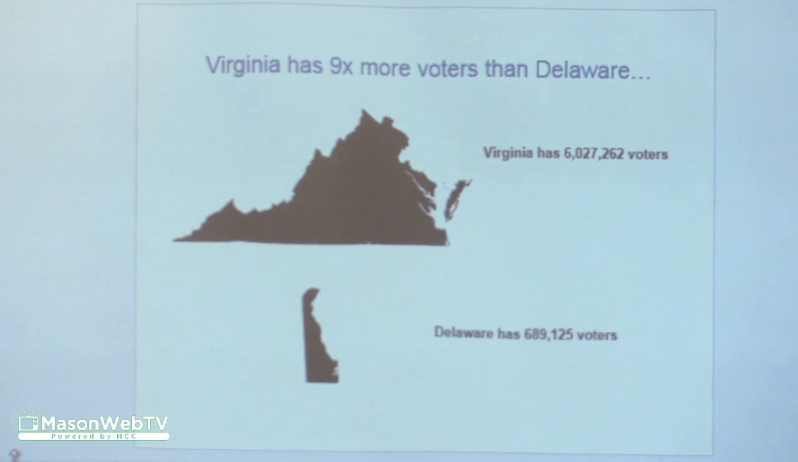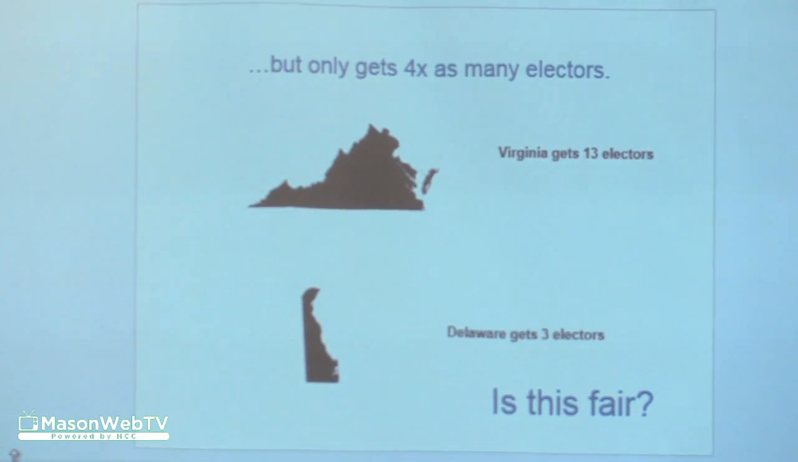Here we are in Virginia. Virginia's population is almost 9 times larger than Delaware's. We've got over 6 million people in Virginia, and Delaware has almost 700,000. But the electors are only 4 times as many. We don't think that's fair.